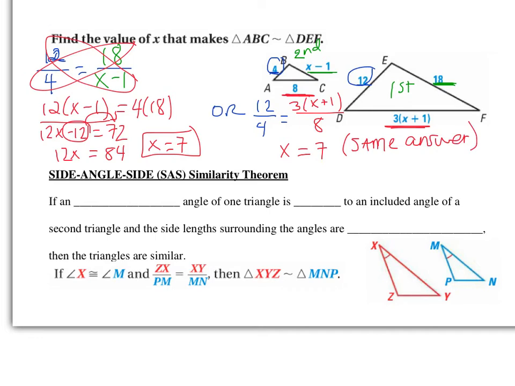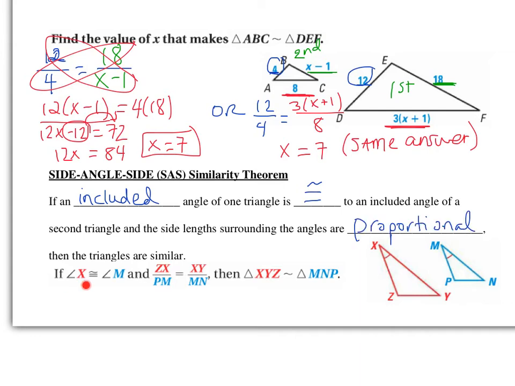So the last way to show that two triangles are similar is by side angle side similarity, and this one starts out if we have an included angle of one triangle and it is congruent to an included angle of a second triangle. Remember, the angles are congruent, and that's okay. Then the side lengths surrounding the angles are going to be proportional.